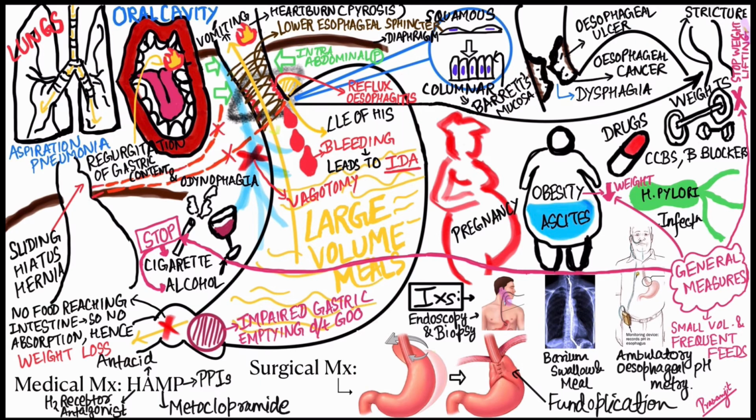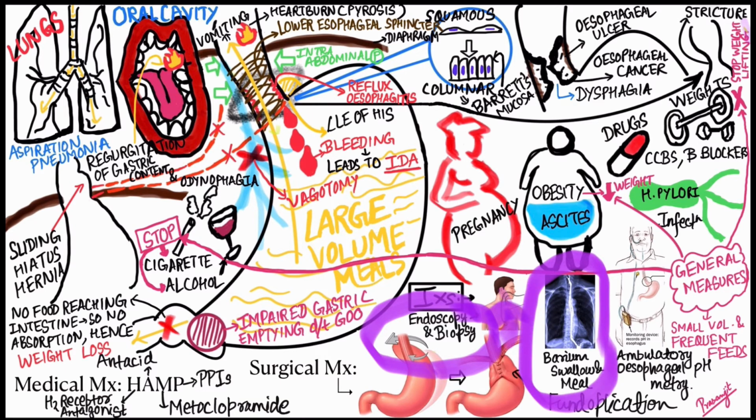Now coming to the investigations which we need to do in case of gastroesophageal reflux disease, first is endoscopy and biopsy. As you can see here, with the help of endoscopy, we can find out esophagitis and we can also look for the strictures, and biopsy helps us to confirm esophagitis and Barrett's esophagus. The next investigation to be done is barium swallow and meal. It helps us to find out sliding hiatus hernia.